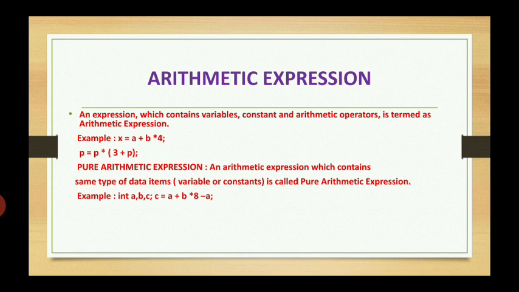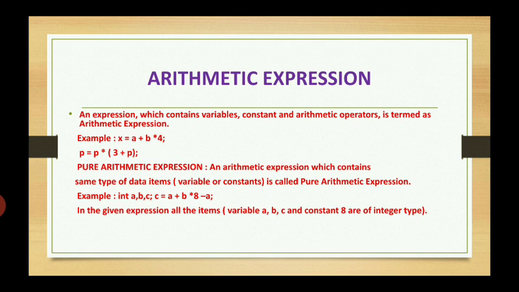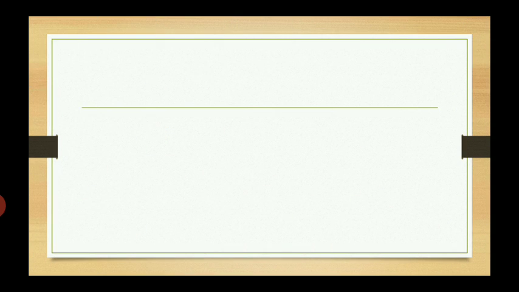When the constant and the variables are all of the same type, then it is known as a pure arithmetic expression. So in the given expression, all the items, variables a, b, c and constant 8 are of integer type. That means pure arithmetic expressions will have the same data type. Hence it is a pure expression.